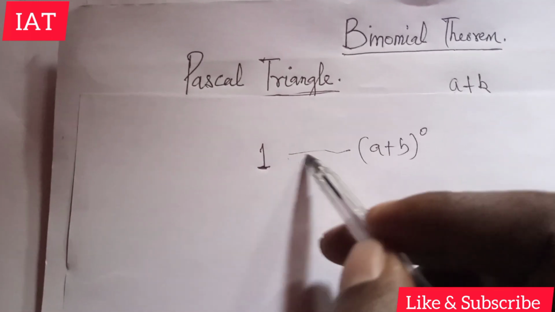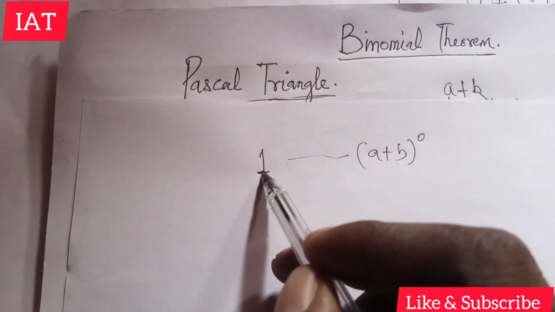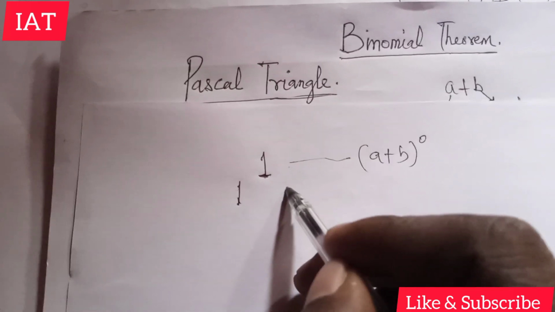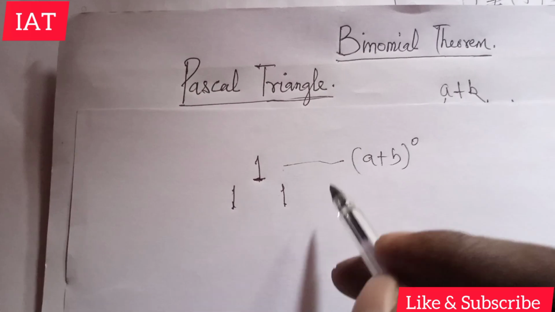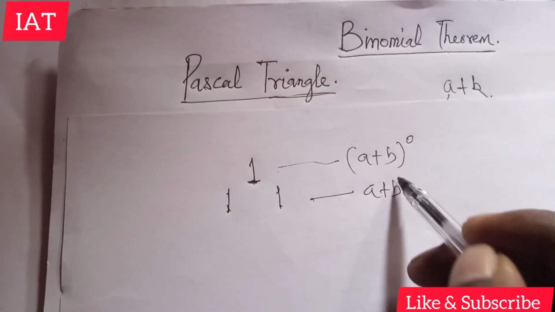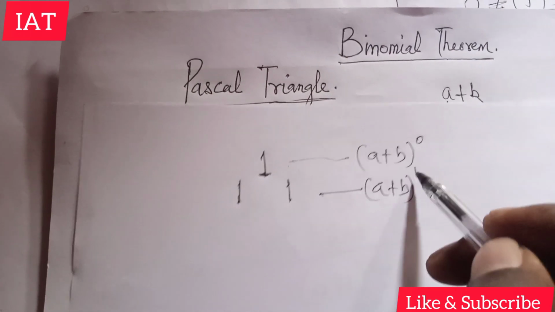Beside this 1 we have 0, so by the time you add up 1 to 0 you have another 1. If you add up 1 to this other 0 you have another 1. You still assume another 0 beside, just like that. This is for when you have the power of 1, a plus b raised to the power of 1.